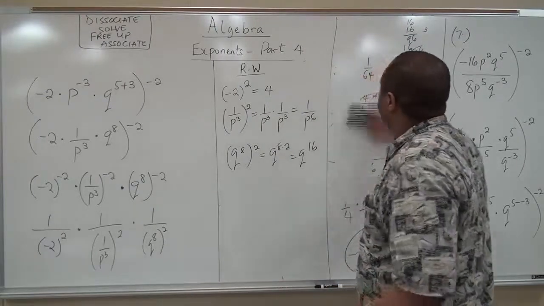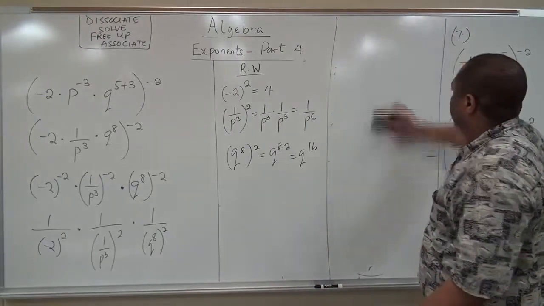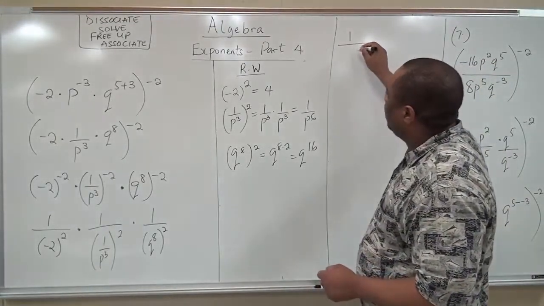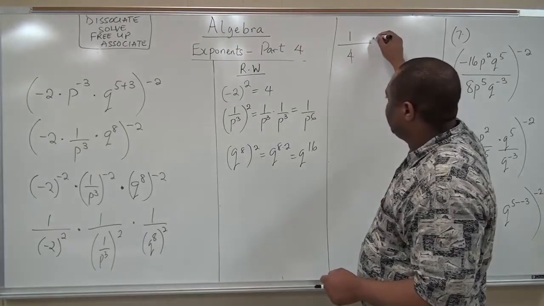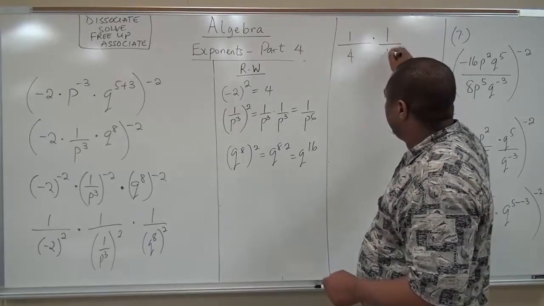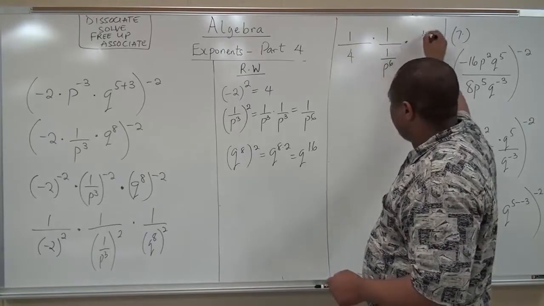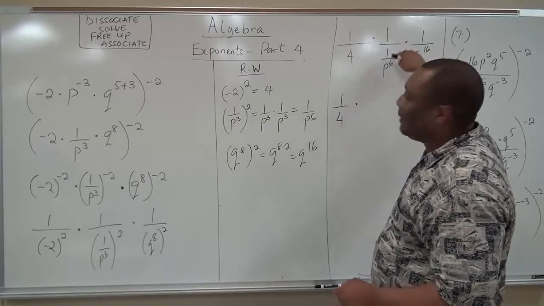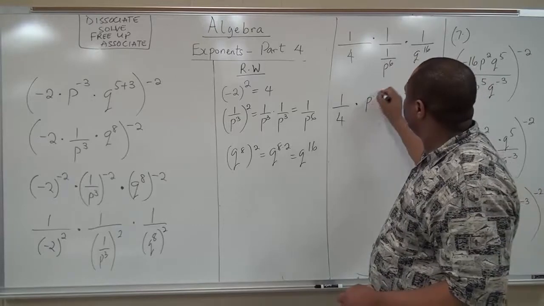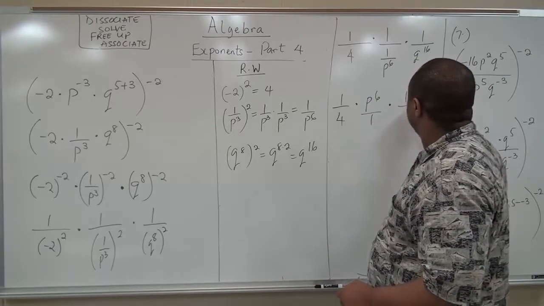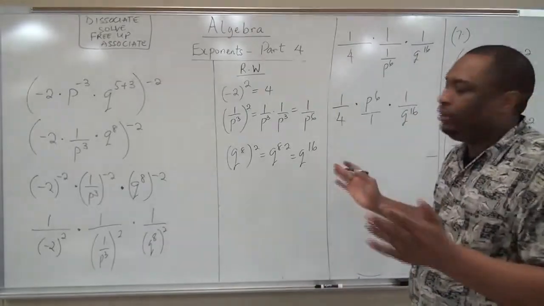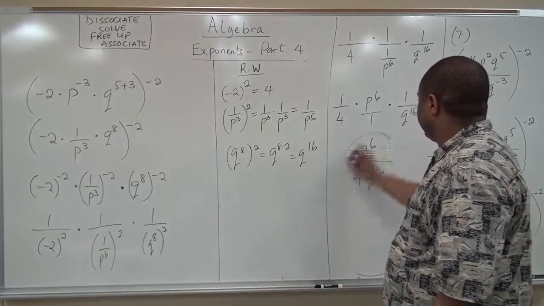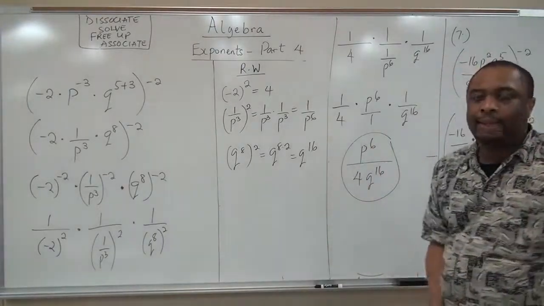Now you can now associate. That gives us 1 over 4 times 1 over P6 times 1 over Q16. So this is 1 over 4 times 1 divided by 1 over P exponent 6 is P exponent 6 over 1, times 1 over Q exponent 16. And then you associate: P exponent 6 over 4Q exponent 16. And this becomes your answer.